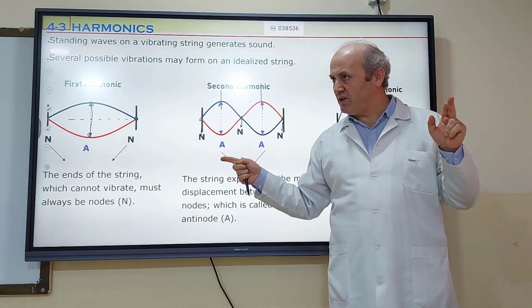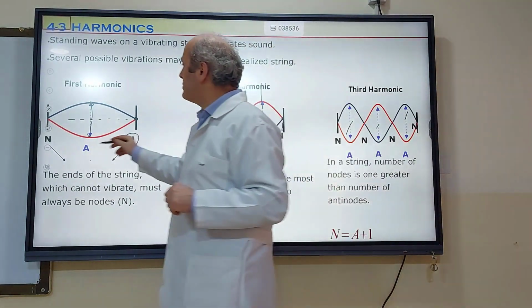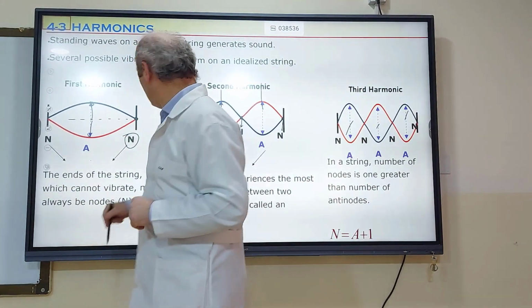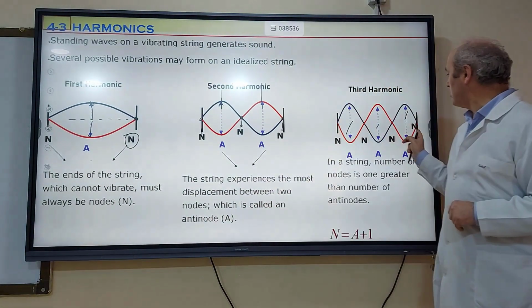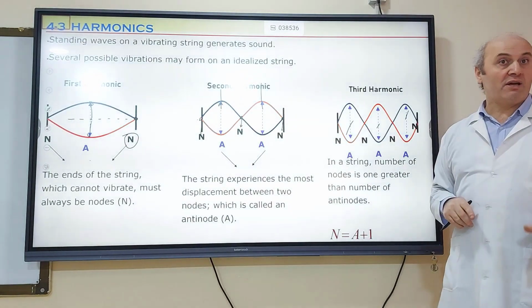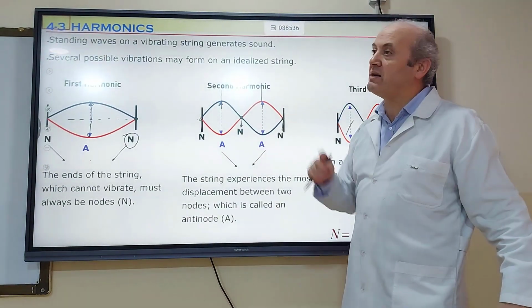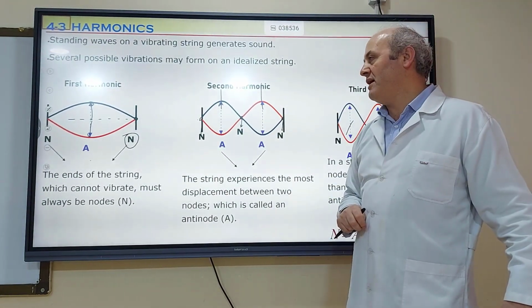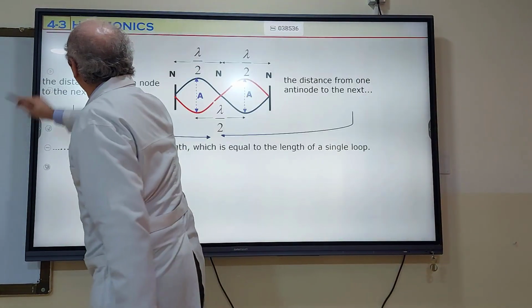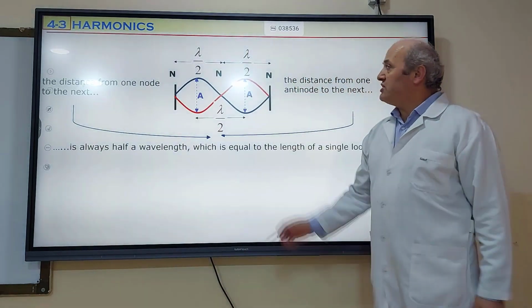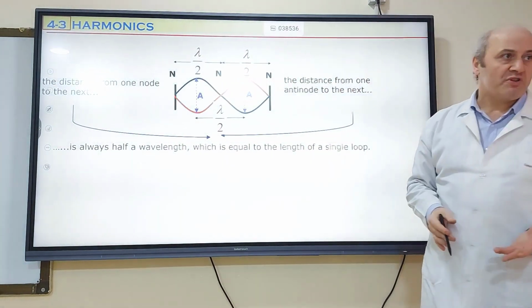And in string instruments, fixed at both ends, because all the string instruments are like this, ends are fixed. So as you see, the number of nodes is 1 greater than the number of antinodes. Nodes here is 3, but antinodes is 2. Here, nodes is 4, but antinodes is 3. Then we say that the number of nodes is 1 greater than the number of antinodes. Then, this is what we know from chapter 3, section 4.